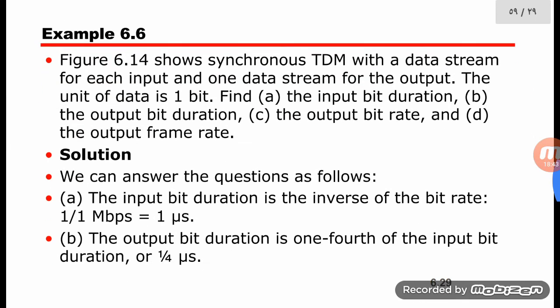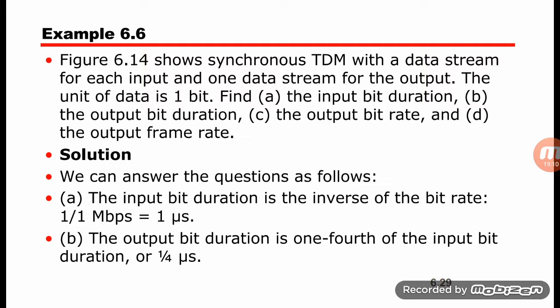Figure 6.14 shows synchronous TDM, with a data stream for each input and 1 data stream for the output. The unit of data is 1 bit. When the unit of data is 1 bit, this means that you are taking 1 bit from each user. Find the input bit duration, the output bit duration, the output bit rate, and the output frame.